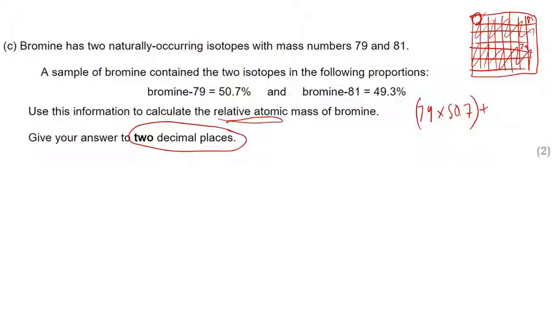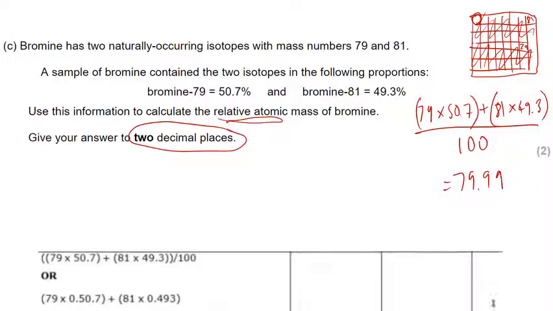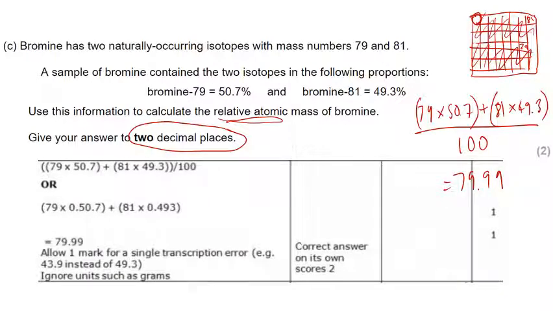Once we've timesed them, we've worked out the mass of the first half. Now we need to work out the mass of the second half. Each atom weighs 81, and then we've got to times that by how many atoms we have. I know it's not a whole number, but we have 49.3. Then when we divide that by 100, we're going to get 79.99. Okay? Again, that's two decimal places.